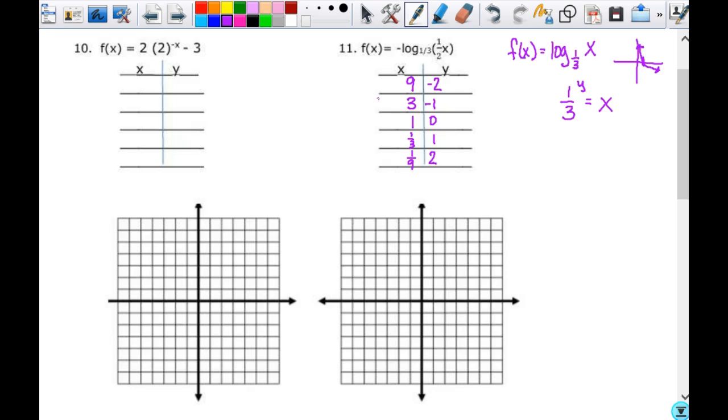Right? So does anything change for my y? Yeah, the sign changes, right? So this is -2. I'm going to change that to a +2. This becomes a +1. 0 is just 0. This is -1, and this is -2. And then what happens with my x? Multiply by 2, because whenever it's in there, you do the opposite of what you see. So it's 1/2 times x, which means I multiply it by 2. So this is 18. This is 6. This is 2. This is 2/3, and this is 2/9.